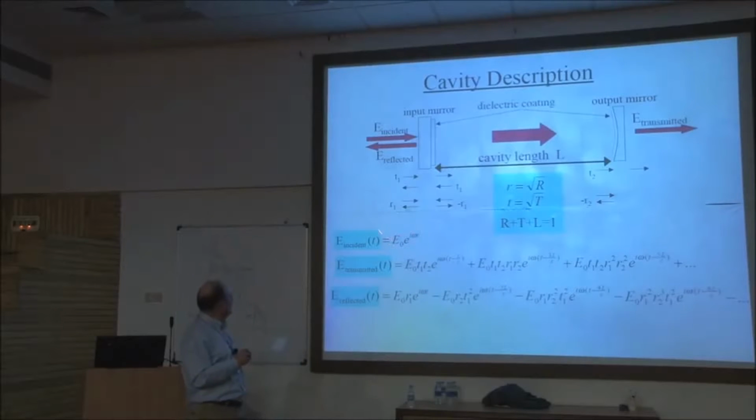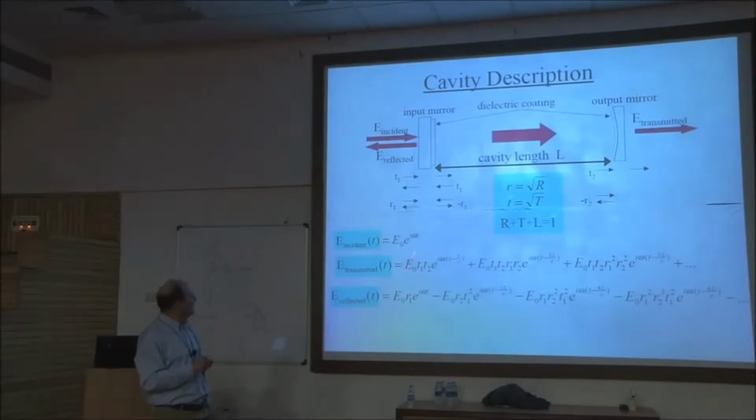And we're going to start by saying, okay, our incident field is just some sinusoidal field at this very high frequency that makes it a beam of light. And now ask ourselves, what happens to the light after it arrives at this input mirror? And in particular, we'll be interested in the reflected light. So the reflected light includes some light that reflects promptly off of this mirror. Here's that term. It's just the incident field times the field reflection coefficient.